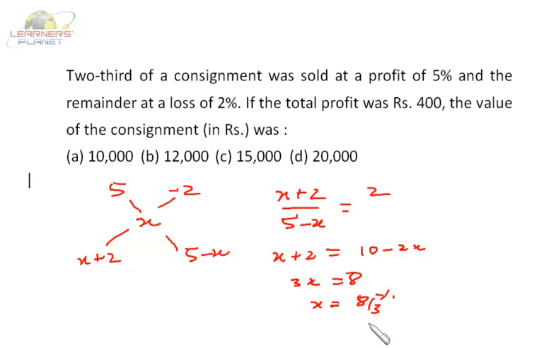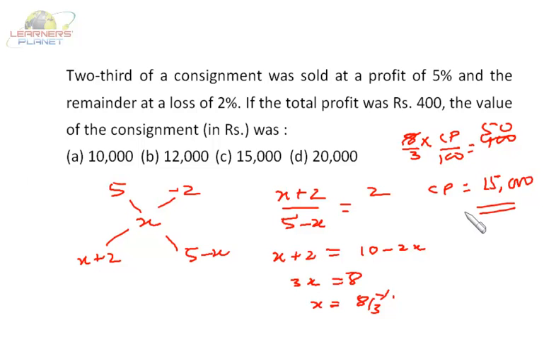Okay. Now the cost price is CP. So 8 by 3% of CP is 400. That means CP is 5 into 3, 15,000 rupees. Okay. It's a very simple problem. You can do the problem in seconds.